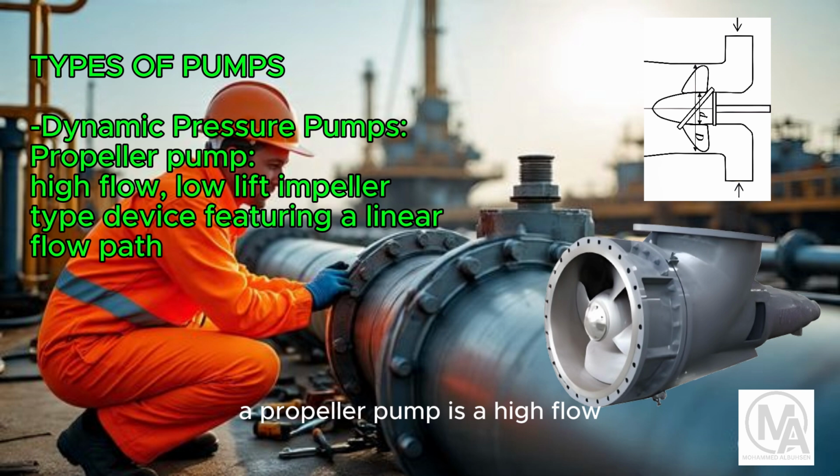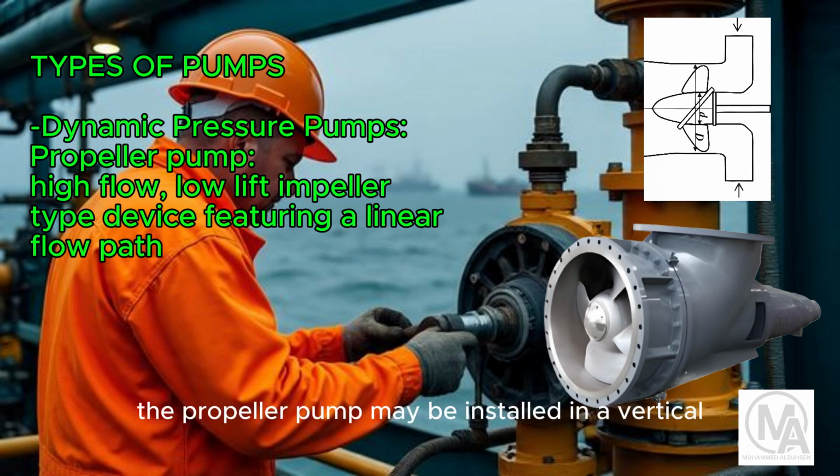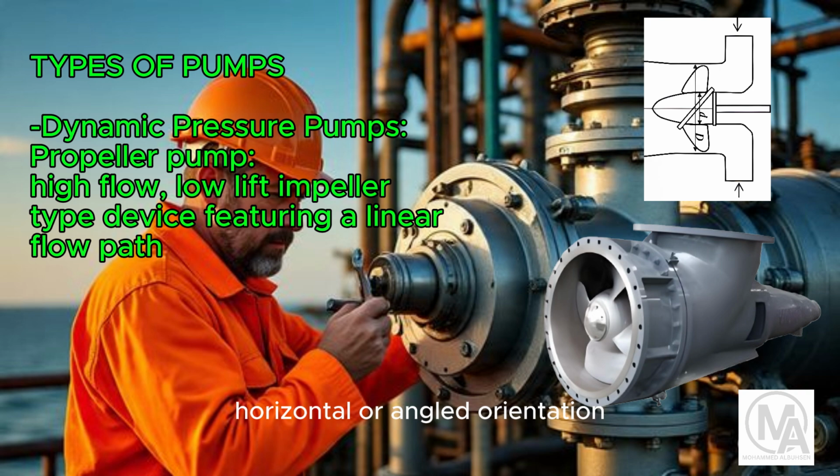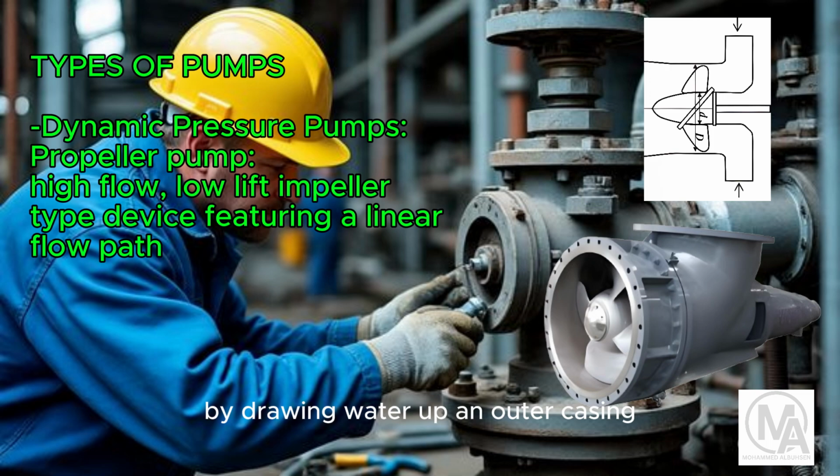A propeller pump is a high-flow, low-lift impeller-type device featuring a linear flow path. The propeller pump may be installed in a vertical, horizontal, or angled orientation, and typically has its motor situated above the water level with the impeller below water. These pumps function by drawing water up an outer casing and out of a discharge outlet via a propeller-bladed impeller head.